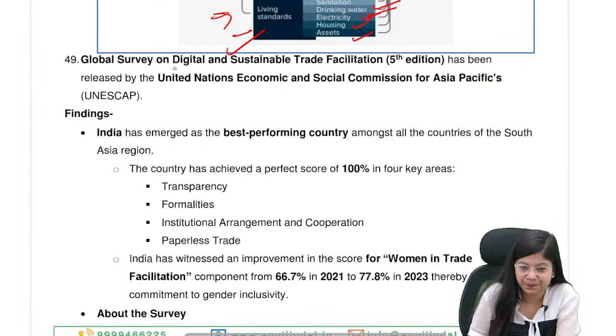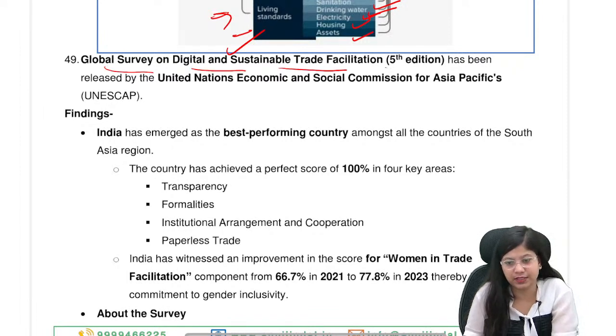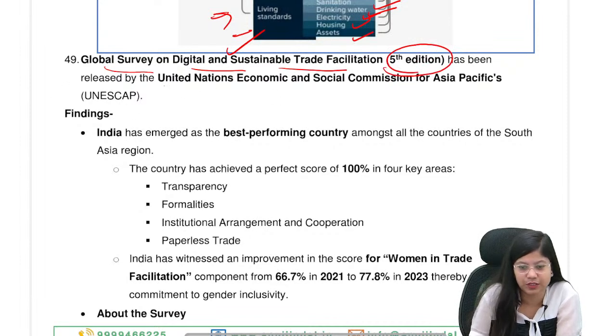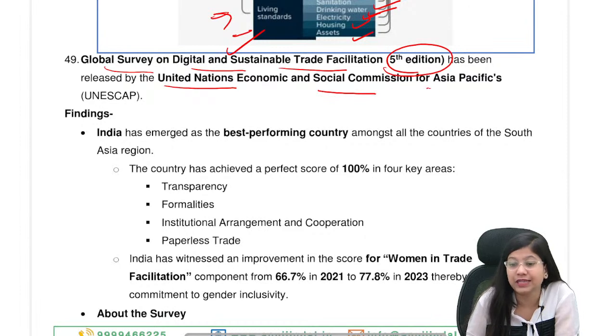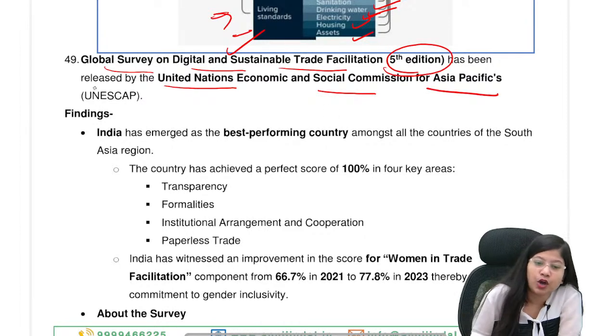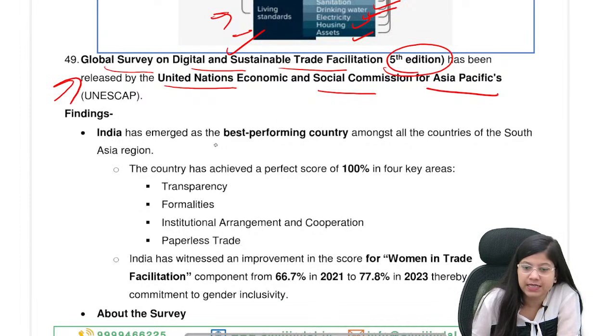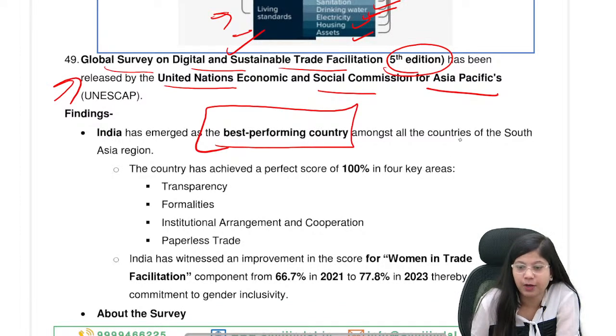Now, Global Survey on Digital and Sustainable Trade Facilitation. It was the 5th edition. It has been released by the UN Economic and Social Commission for the Asia Pacific. Now, as per this particular report, India has emerged as the best performing country among all the countries of the South Asian region.